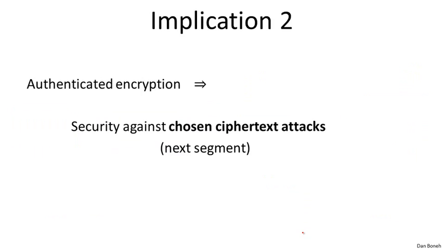The second implication of authenticated encryption is that it defends against a very powerful type of adversary, namely an adversary that can mount what's called a chosen ciphertext attack. And we're going to talk about that actually in the next segment.